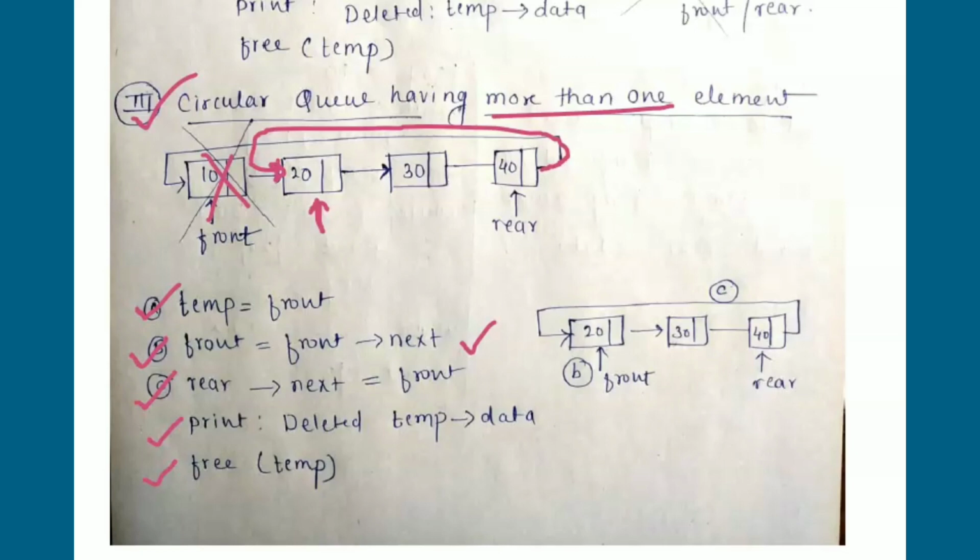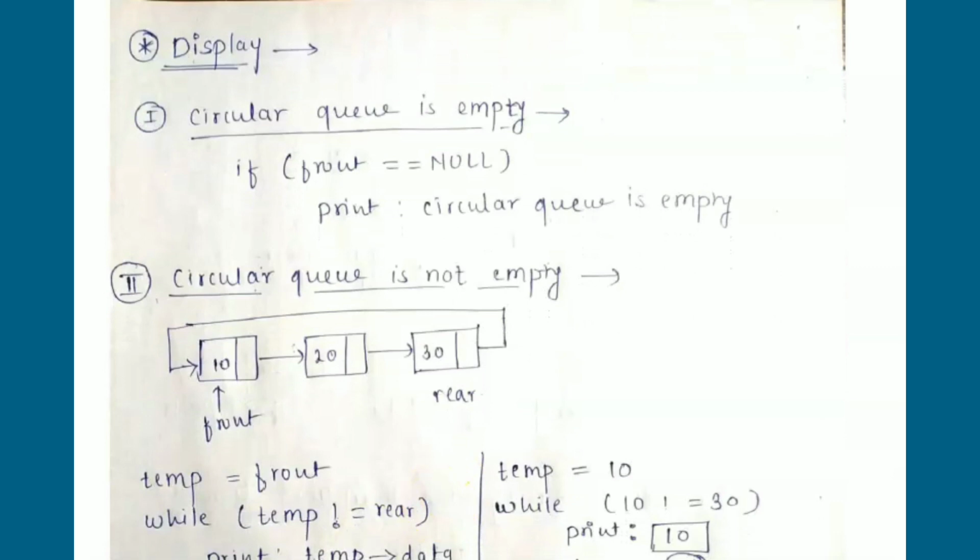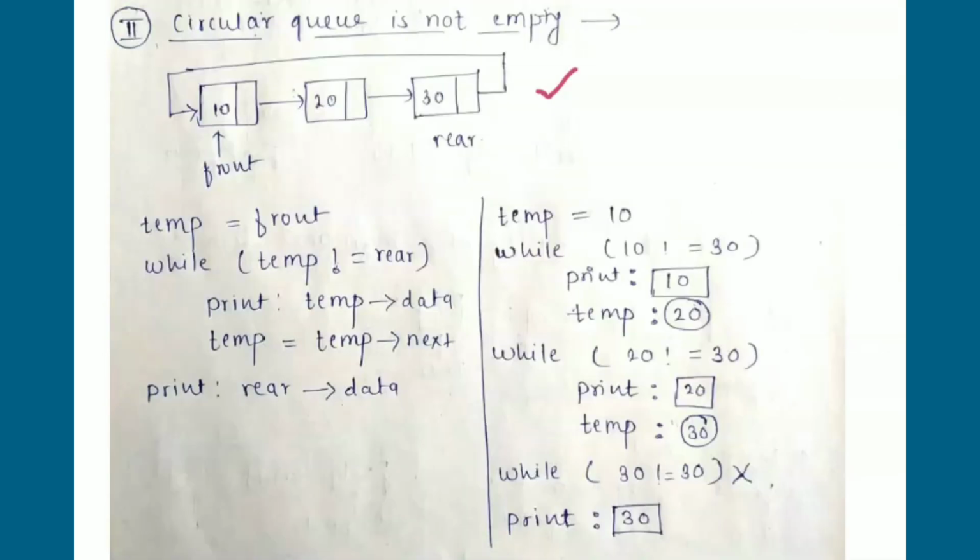Now we will check for the display operation. So if you want to display a circular queue, there are again two possibilities. First, we will check your queue is empty or not. If front equal to null, we can say that your queue is empty and nothing to display. If your queue is not empty, in that case, we are going to use a while loop and print a data. I want to traverse this circular queue.